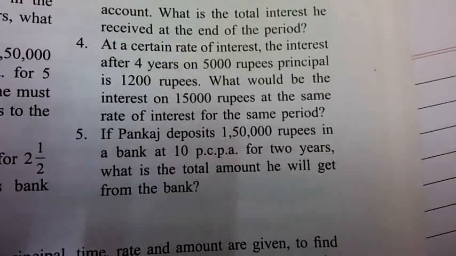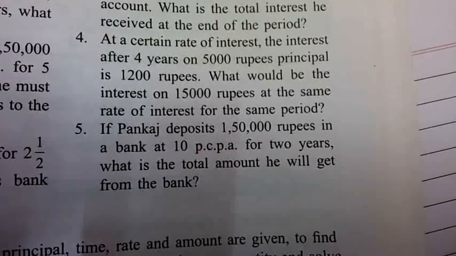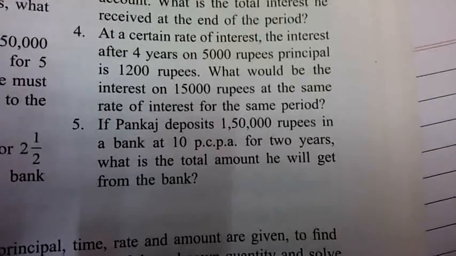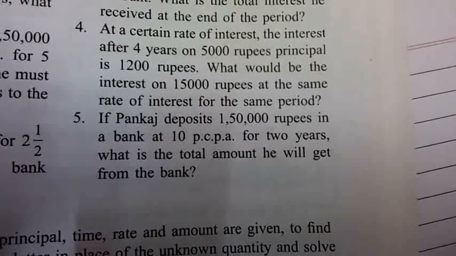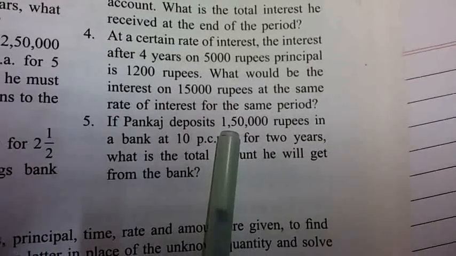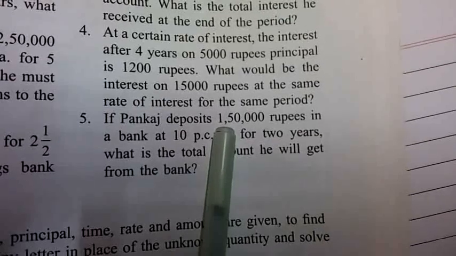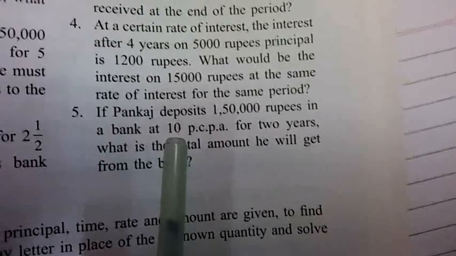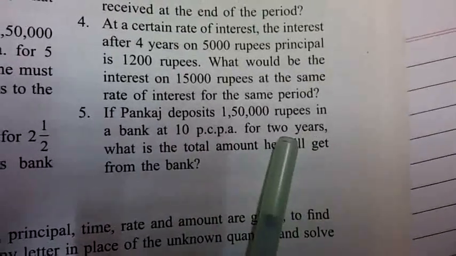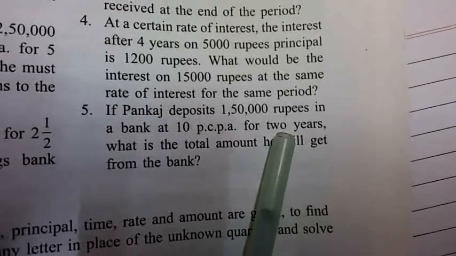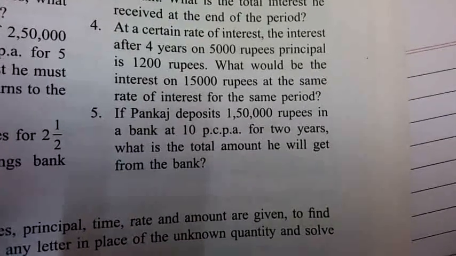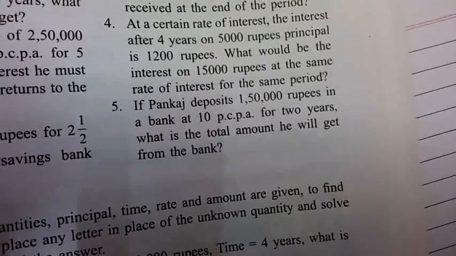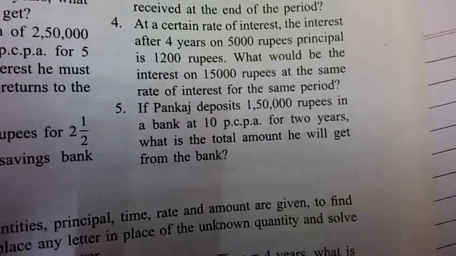If Pankaj deposited 1,50,000 rupees in a bank at 10 PCPA for 2 years, what is the total amount he will get from the bank? Now see, this 1,50,000 is P. This is R, rate of interest. And for 2 years, means 2 is T. First you have to find the I, and after that find the total amount. Total amount means P plus I.